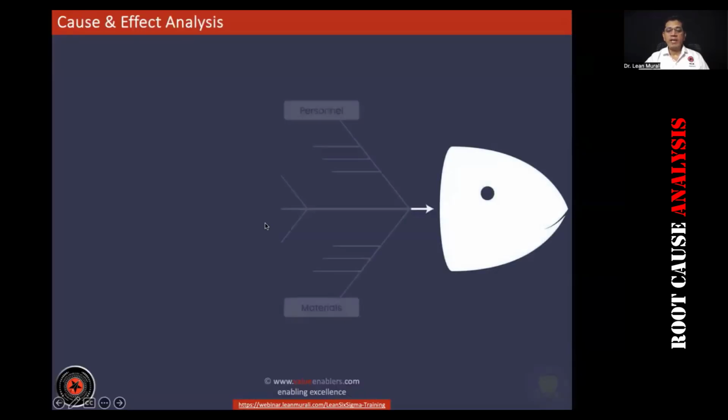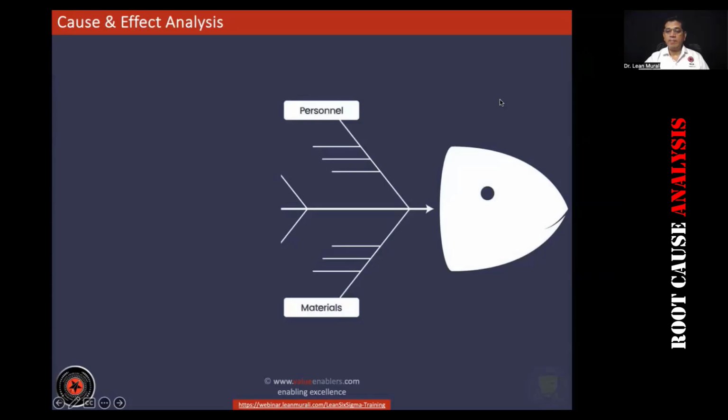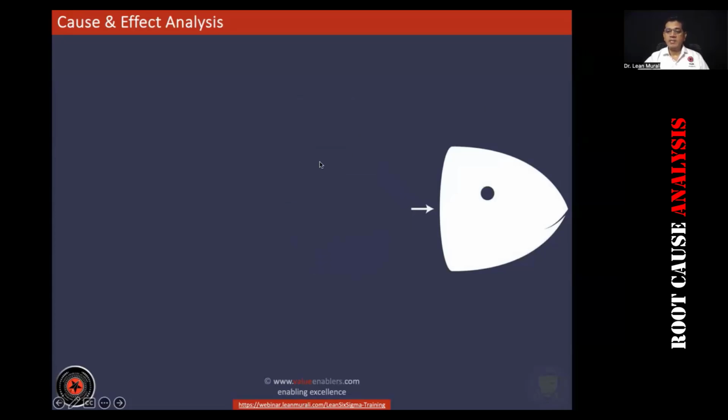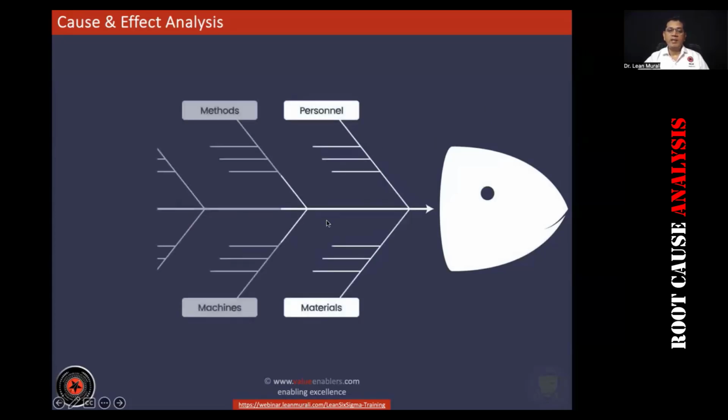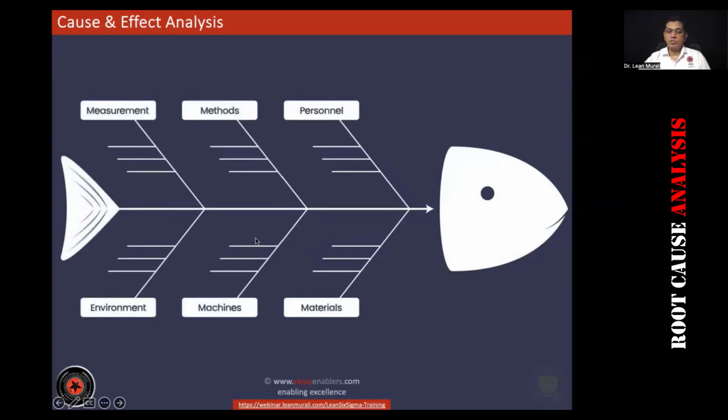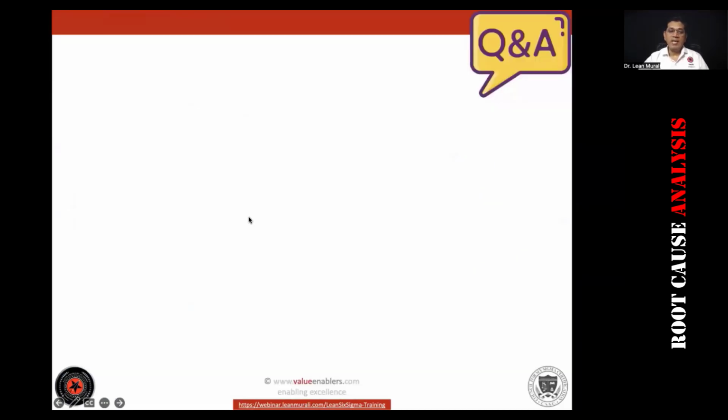So the cause and effect diagram is something like this. Okay, so it has got a head like this, which is like a fish, and then we'll have all the 6 M's as categories on the sides. Okay, and then we will write causes inside.